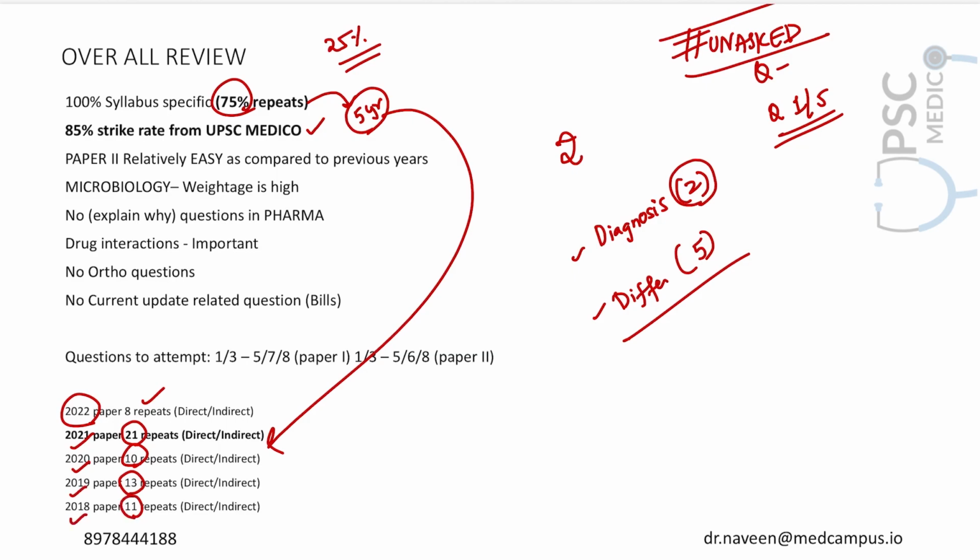Yes, there are repeats, maybe direct repeats of some questions, and there are more indirect repeats from the topics. And these unasked version questions are also an indirect ramification of the previous year questions. So you have to understand the depth here. Instead of just mugging up previous year question papers, you have to understand what could be a future possibility.